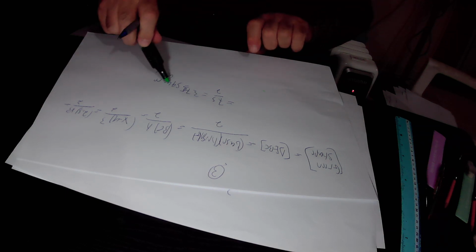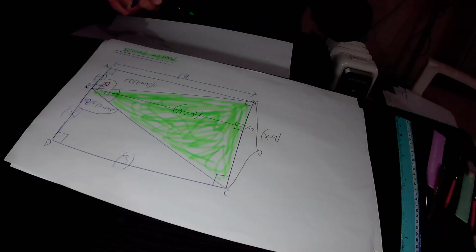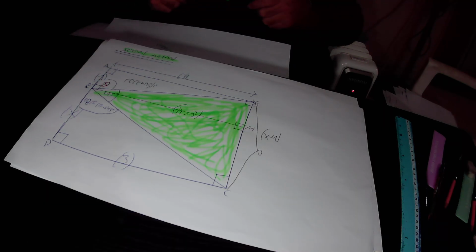So actually, in both methods, we found that the area of this green shape, that is the area we are looking for in this question, is equal to 3.75 square units in size. So we finish with the first question. In the next step, I present the second question, and we will solve the second question of this lecture.